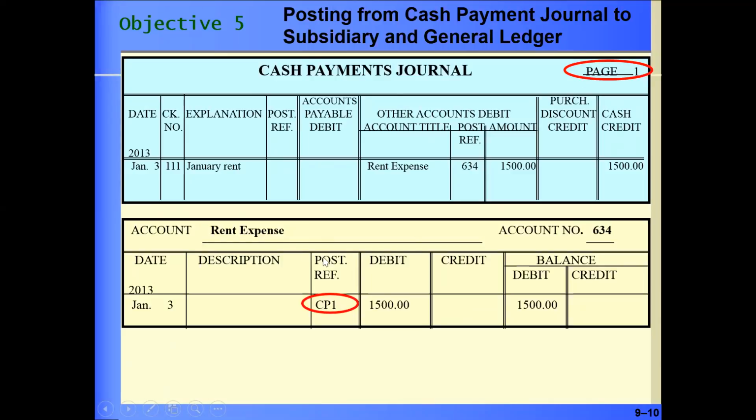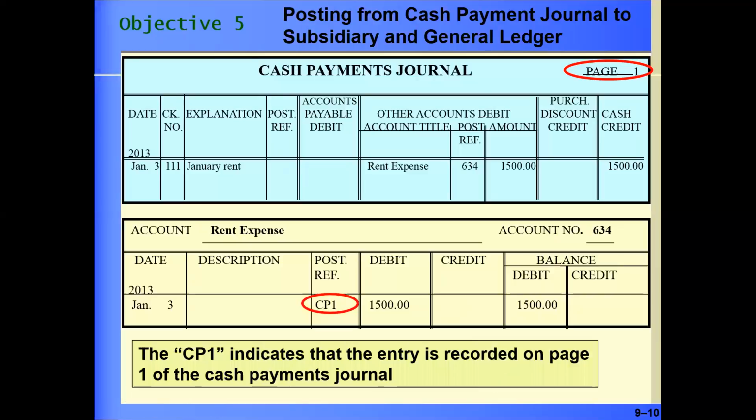That way, when we go to the rent expense account, we can backtrack to exactly the page of the cash payments journal and find where we entered it. And likewise, if we're asking, where did this $1,500 go? We can say it went to account number 634. And this is the same as it's been all along with week 2 and 3 in this course. That's just a banner that says exactly what I just told you.